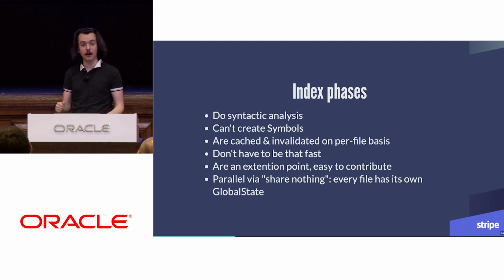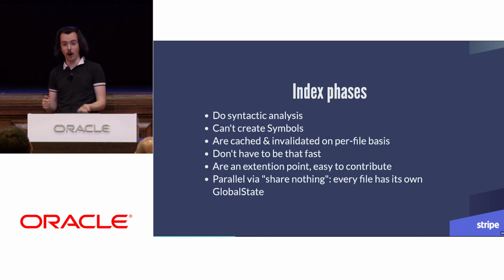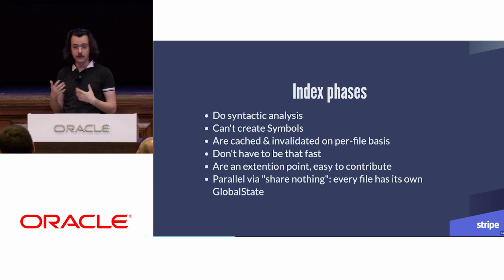Those phases are also parallel via the simplest possible parallel scheme, which is share nothing. You can assume that your code is single-threaded, but the computation model that you're running under, and that we'll make sure you can't escape from, is that you're doing a file at a time. So you're effectively writing single-threaded code, assuming that you do a file at a time, and you get good performance either by parallelism or by caching.